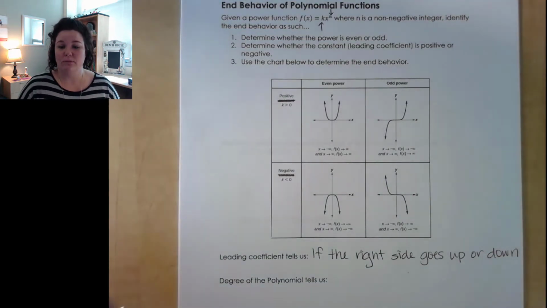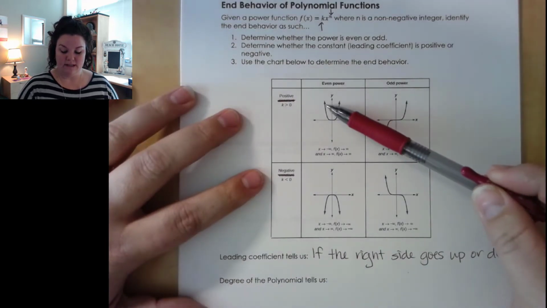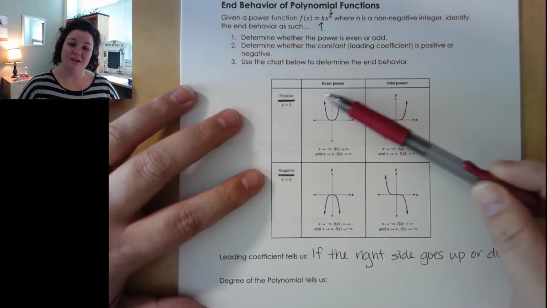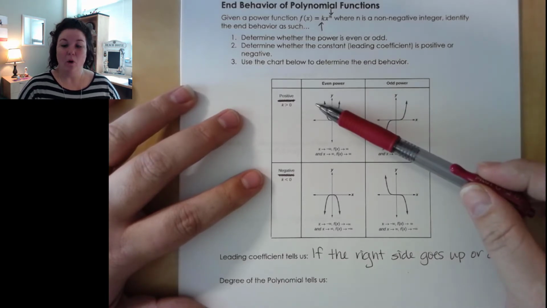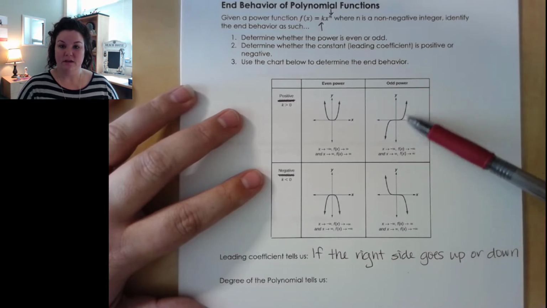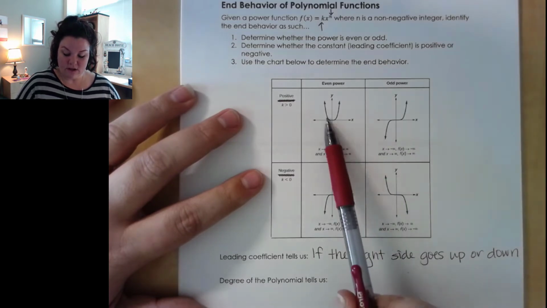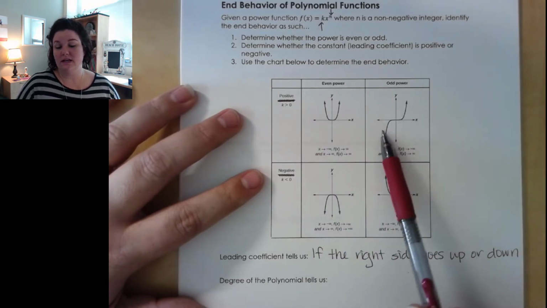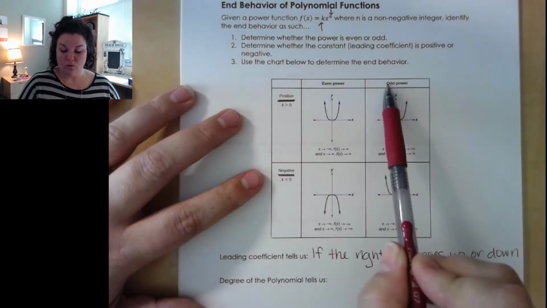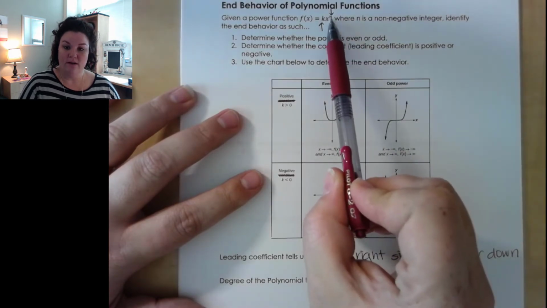Now we need to determine what the left side is doing. Once we know what the right side is doing, if the ends go the same, the left side should be doing the same thing. Or if we know the ends are opposite, then the left side should be doing the opposite of that. To determine whether the ends go the same direction or opposite directions, we look at the power, or the degree, of that polynomial, which is this highest power of x.